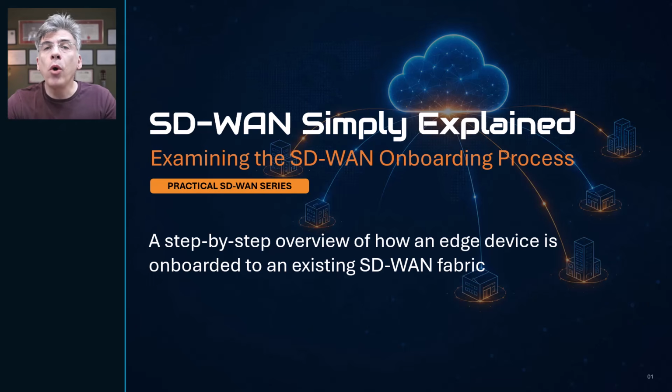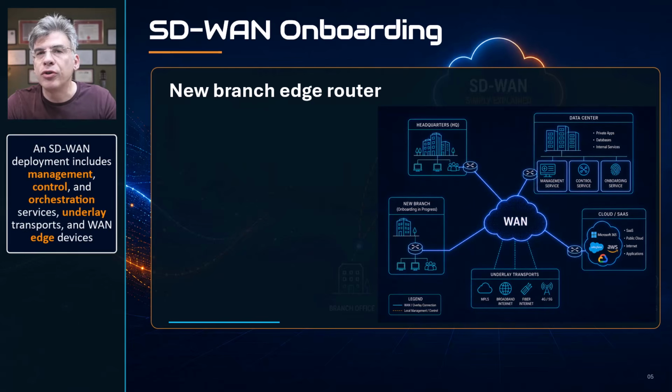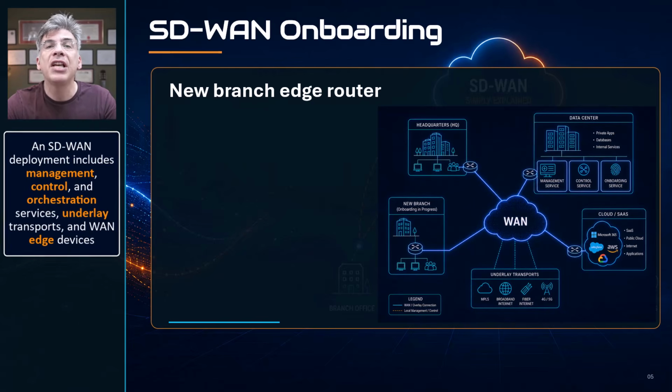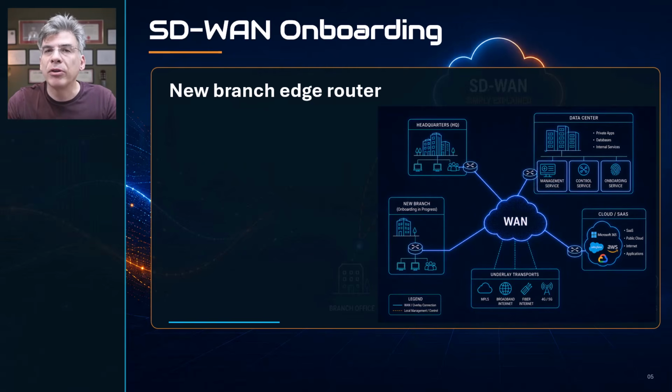In this video, we'll go over this important aspect of the SD-WAN, the essential steps that are taken, and how a branch router can successfully and securely join the fabric. In the previous video, we looked at what an SD-WAN deployment looks like in a real network. We saw that there are management services, control services, orchestration services, underlay transports, and WAN Edge devices at the local sites. But this raises an important question.